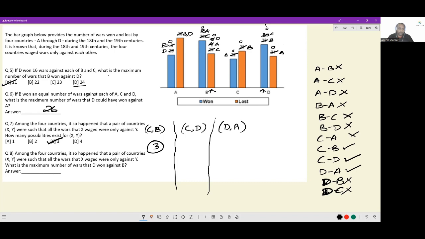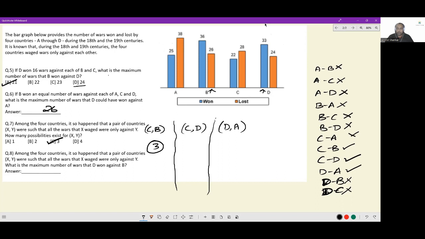Okay, but right now there are 3 possibilities. So I have to go ahead and do this check for all 3 possibilities. I cannot be stopping at the first case. Let us look at the second case where C is playing all its matches against D.